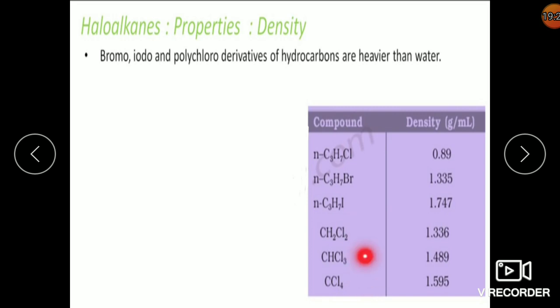Polyhalo derivatives also have such values. Now here to here you see the values are increasing. How is it increasing? The more the number of chlorine atoms, the heavier is the molecule, and the greater is the value. Okay, in the case of monochloro derivatives, what happened? The value is less than 1. So bromo, iodo and polychloro derivatives of hydrocarbons are heavier than water. But if it is monochloro, then the value will be lesser than 1. That means their density is less.